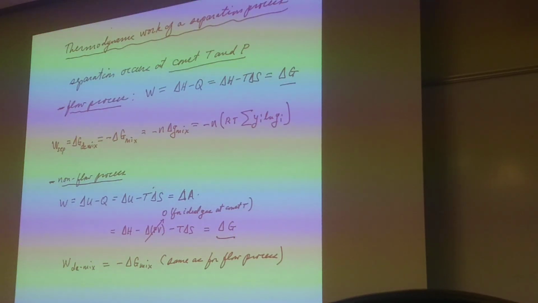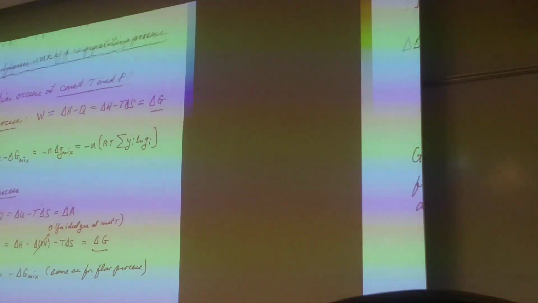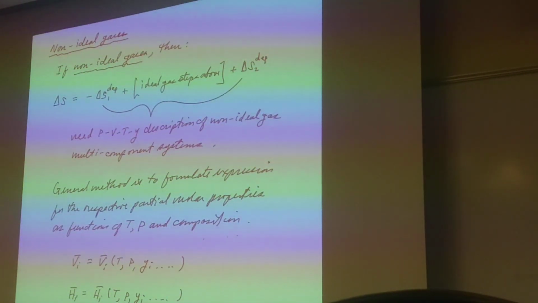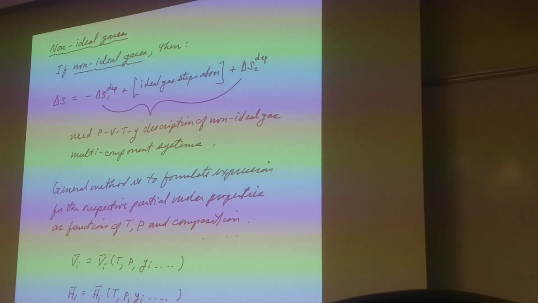So that's delta G. Work for demixing is going to be minus delta G at mixing. And we know how to calculate that so far, at least for ideal gases. But we need to move beyond that. So let's think about the situation if we have problems like this, but they're going to deal with non-ideal gases.